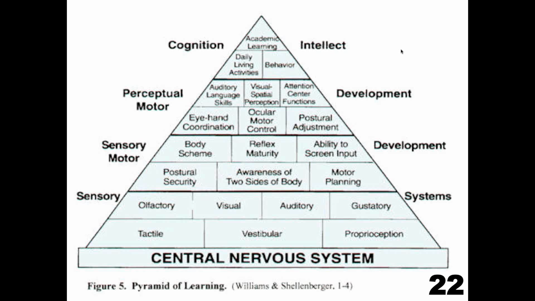At the very base are the 7 senses. Above that, our ability to move, awareness of 2 sides of the body, postural security, motor planning. Above that, we get into some visual things, eye-hand coordination, auditory language skills, visual spatial perception, attention. All of these functions of the central nervous system are necessary to prepare a student to sit in a classroom and learn. This picture of the pyramid, therefore, helps our trainees understand many things.